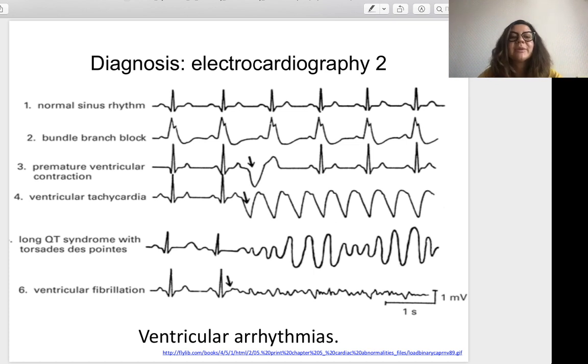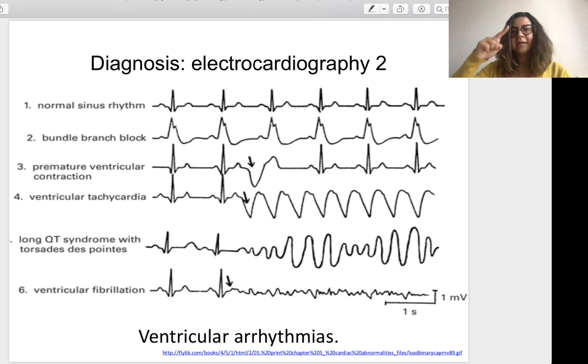Next, fourth strip, it is the start of ventricular tachycardia. Yes, it goes with big waves, but all of these waves are symmetric and have the same forms. It is ventricular tachycardia. Next strip, it is long QT syndrome with torsades de pointes arrhythmia.